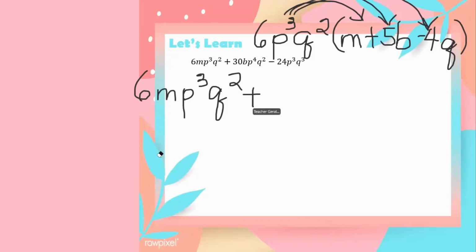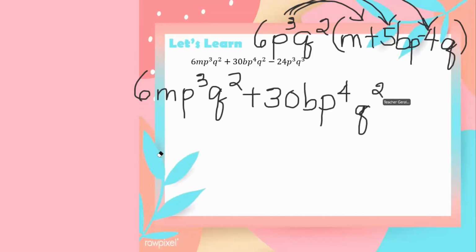And then, 5 times 6, that is 30, b, okay, oh, we forgot the p, bp, kaya maganda nag-check, 4, and q squared. And then minus 24, okay, p cube, and q cube. Kasi ito ay may q and then plus yung q squared. So, q cube din siya. So, we have the same answer.